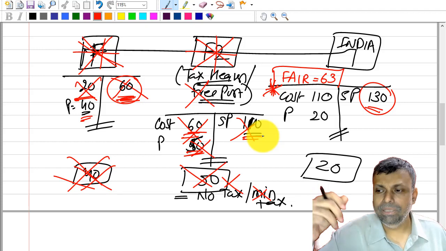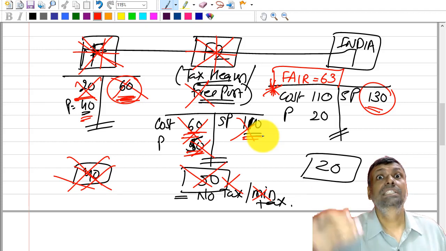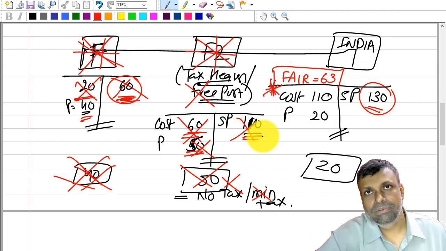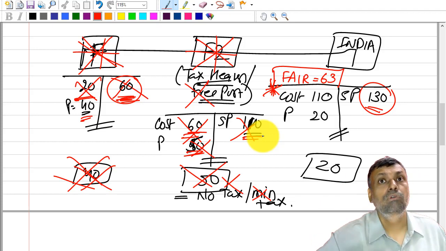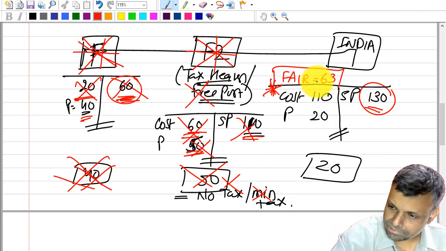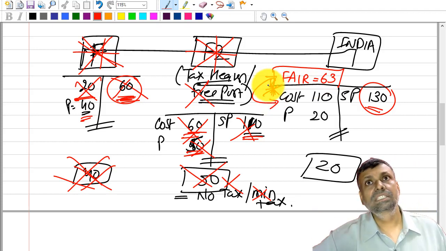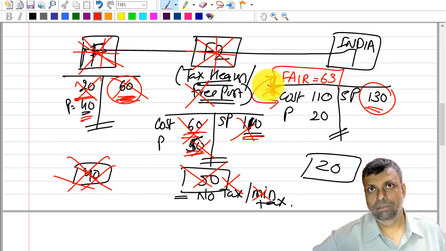And let us assume for the time being that the fair cost as per this particular chapter is 63 rupees. And this is what we call the valuation. Transfer pricing is basically called the science of valuations. So this is 63, okay. So this difference, listen very carefully. This difference between 110 and 63.